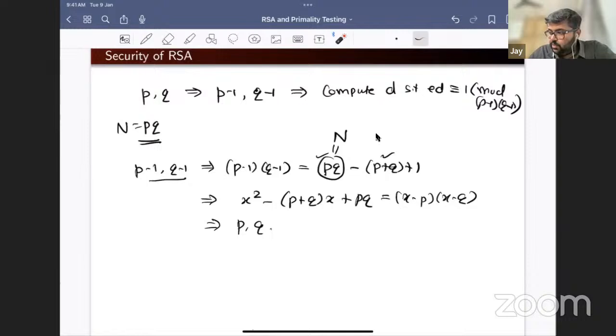So factorization was one way. But Eve needs only this, and it is equivalent to factorizing n, because if one knows P minus 1, Q minus 1, then one knows the product. One already knows the product PQ, which is n, the public key of Bob. So one now knows the value of P plus Q. Then finding P and Q is just a matter of solving this quadratic equation. So both are equivalent: finding P minus 1, Q minus 1 or finding P and Q. So the security of RSA relies on factorizing n.